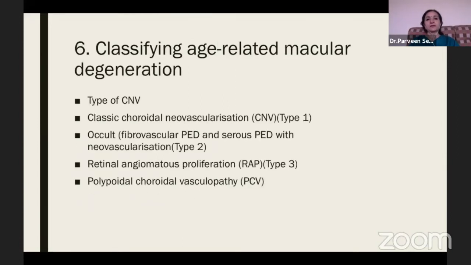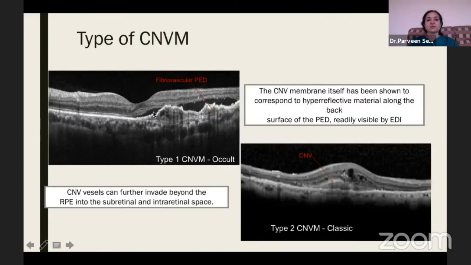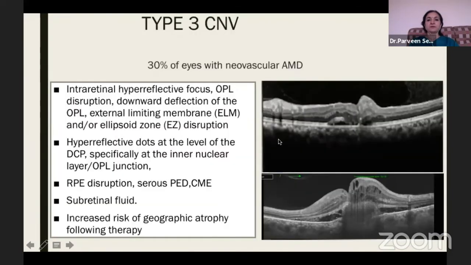Next step for me is classifying the age-related macular degeneration, the type of CNV, whether it's type 1, type 2, type 3, or most importantly, PCV. As I mentioned, type 1 is below the RPE, type 2 is above, and type 3 is within the retinal surface, inner retinal layers, and grows downwards.